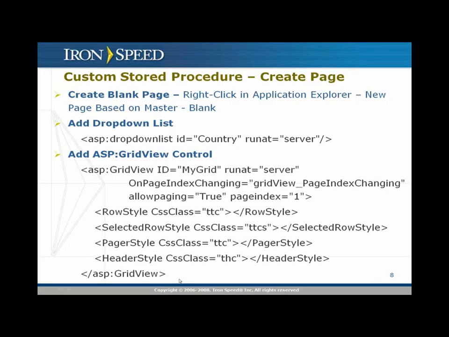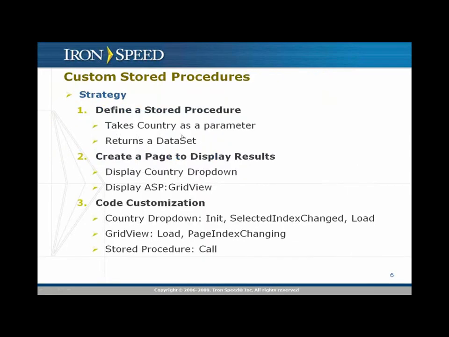So now coming back to our presentation, let's go back and take stock of where we are. The first thing that we did was define a stored procedure, with text country as a parameter, that returns a data set. You saw that. I did not actually create it, but I showed you exactly one that was created. The second part of the strategy was to display the country drop-down in the ASP grid view. I just showed you how you're able to go to a cell editor and type in the ASP drop-down list and ASP grid view and accomplish that.